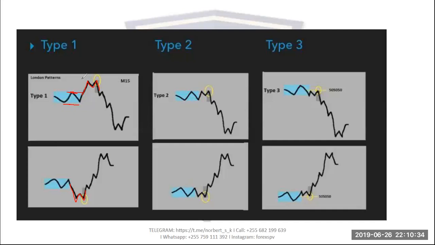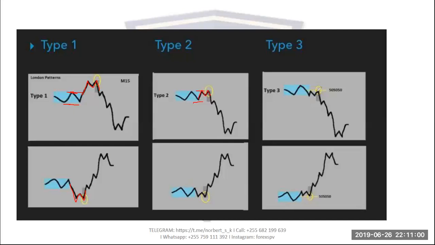So this is the type 1. I usually like this pattern. And this type 2 London pattern, I usually like it too. So on the type 2 London pattern, the dealer shows the first leg and the second leg around the initial high of the day. So the dealer doesn't set another high of the day or another low of the day.